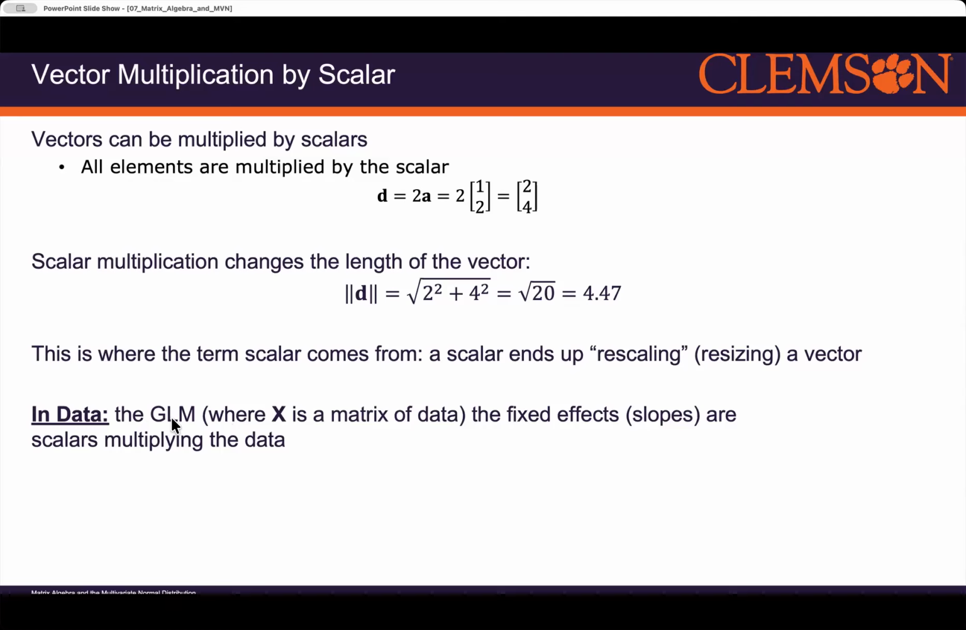Okay. And if you think about a general linear model where you could see this, the fixed effects, the regression slopes, are scalars. And if we have our data, we're multiplying. Let's imagine y equals beta 0 plus beta 1x. If we put y and x as matrices, then beta 1 is a scalar that rescales the vector x as we predict y with it.